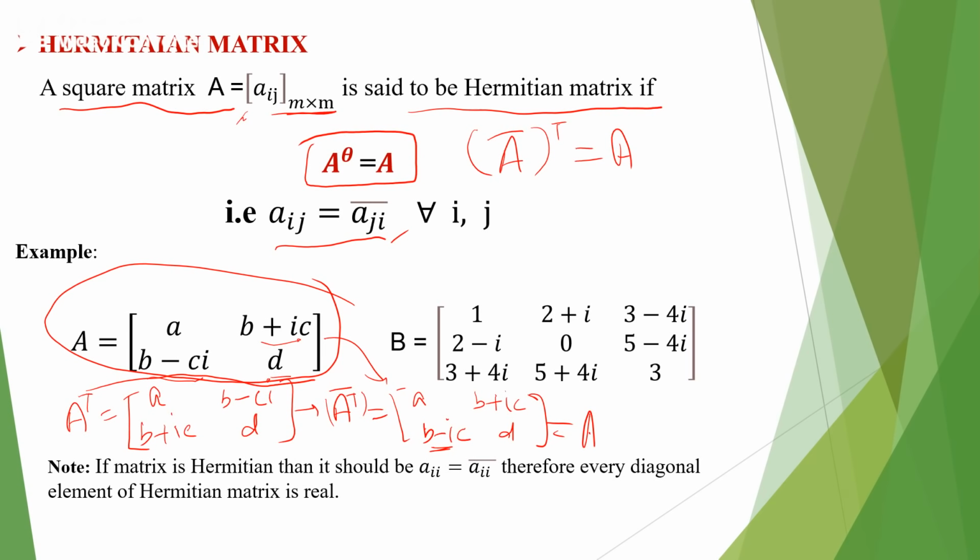There is another example, that is matrix B. You can take the transpose of that matrix and then take the conjugate. You see, you again get the matrix B. So this B matrix is also a Hermitian matrix. Here we have to note that if a matrix is Hermitian, then a ij is equal to the conjugate of a ji, which means the entries of the principal diagonal are always real. We can say the principal diagonal elements of a Hermitian matrix are always real.